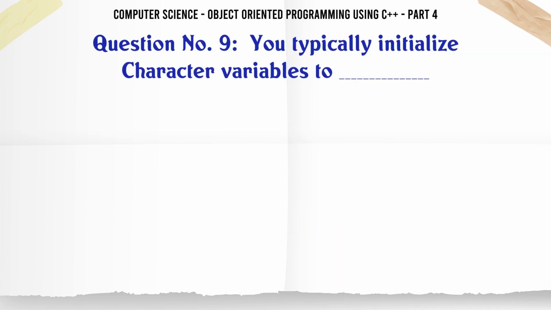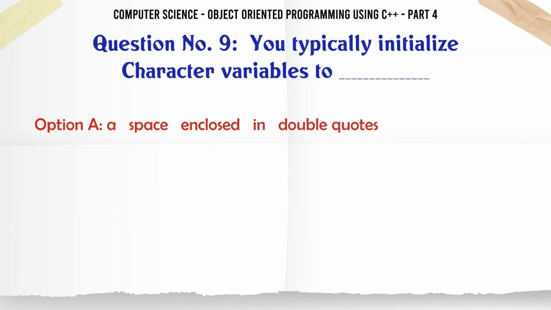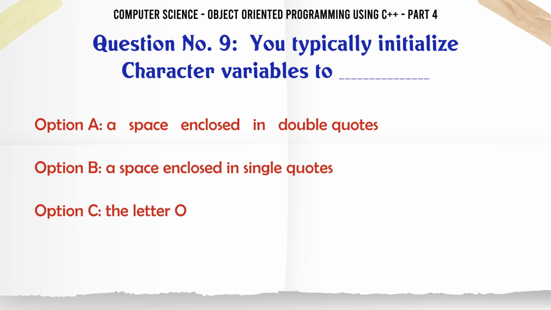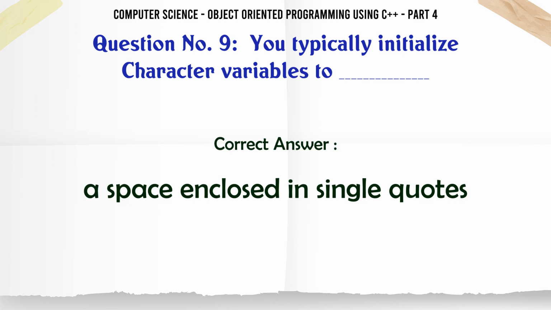You typically initialize character variables to: a) a space enclosed in double quotes, b) a space enclosed in single quotes, c) the letter o, d) the number 0. The correct answer is a space enclosed in single quotes.